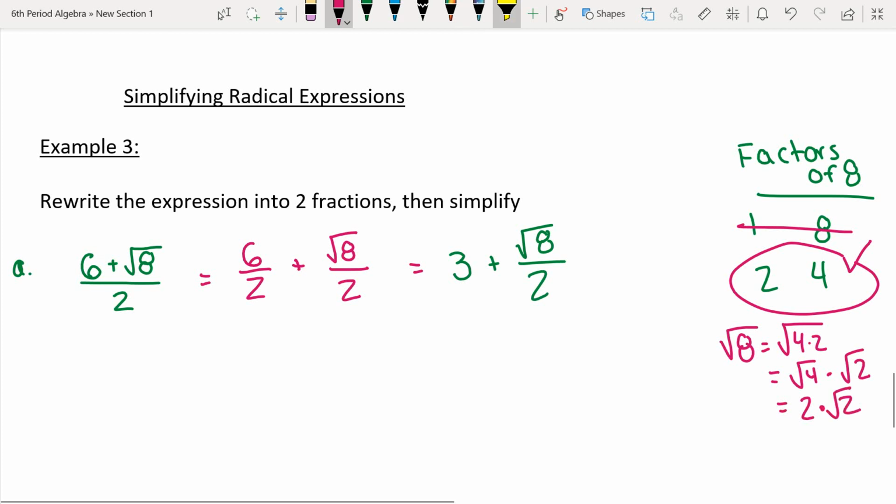What I'm going to do is substitute the expression square root of 8 with our simplified expression 2 times the square root of 2. Well, what does that look like? The 3 carries down, so I still have 3, plus carries down. I still have a fraction bottom of 2, but instead of square root of 8, I write our simplified answer 2 times square root of 2.